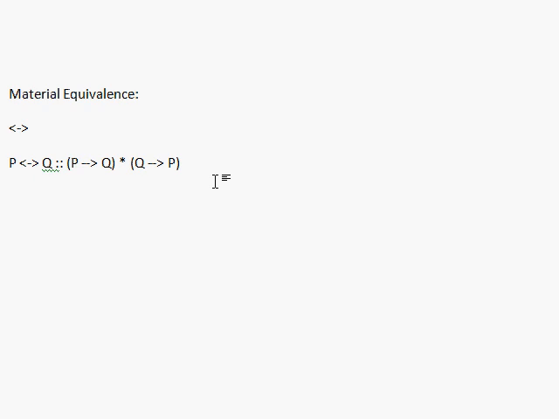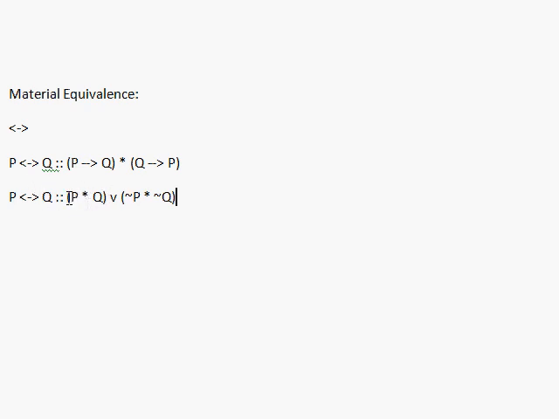The second form is P if and only if Q is logically equivalent to P and Q, or not P and not Q. The reason this is the case is, if you remember back to when we were discussing truth tables, the biconditional operator is true whenever both of the components have the same truth value.